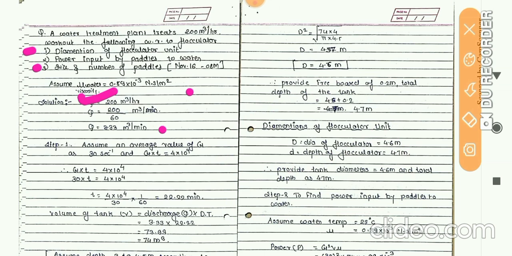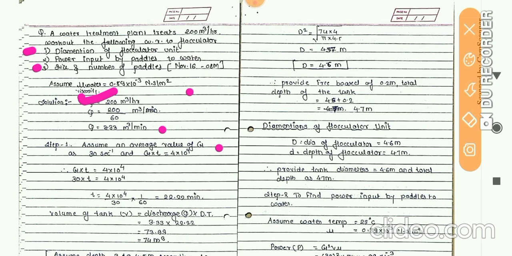Why is it necessary to convert that in m³? Because whenever we take the detention time, here we can see T is equal to detention time, it will be in minutes. So either we have to convert it into minutes or we have to convert the time into hours or per second. So very first we will go for step number 1. Assume an average value of G.